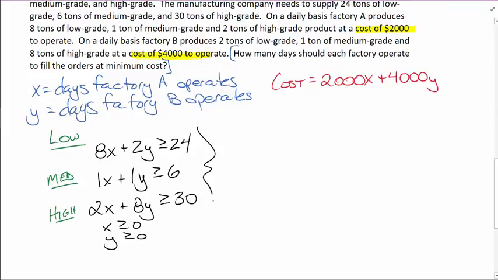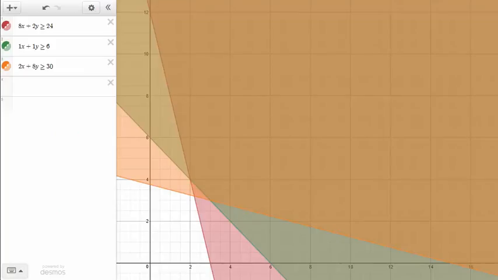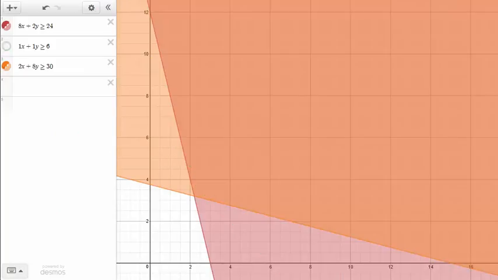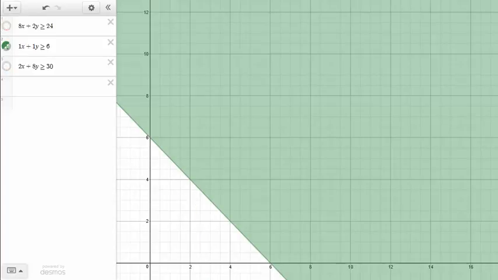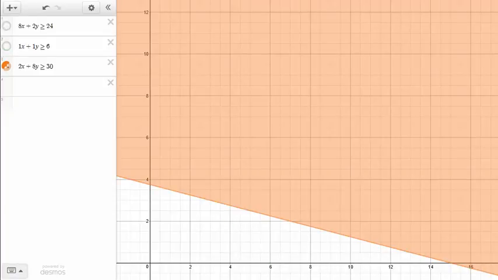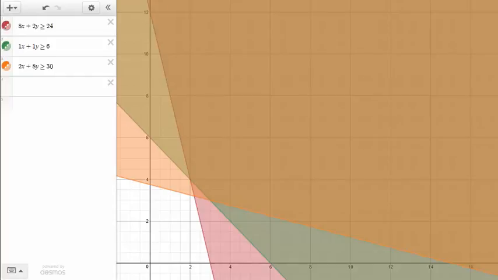I'm going to graph these inequalities using Desmos. Here you can see a visual representation of the 8x plus 2y, of the 1x plus y compared to 6, and then finally the 2x plus 8y compared to 30. All of these lines are solid because equals to works, and all of these are being shaded above. What we're really looking for is this intersection of these points in the first quadrant.